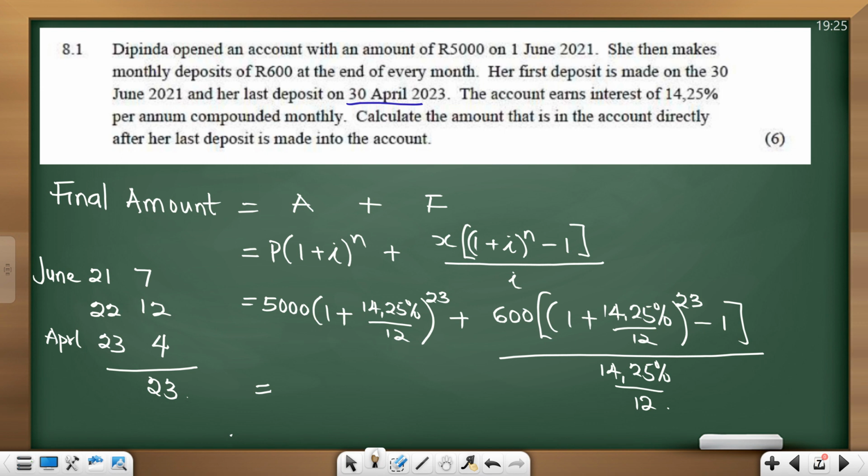Makes sense? Because now she made 24 what? Deposits. So N is the number of what? Deposits. Are we okay?